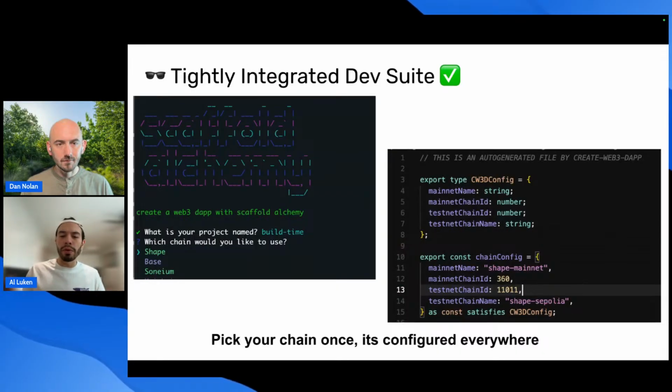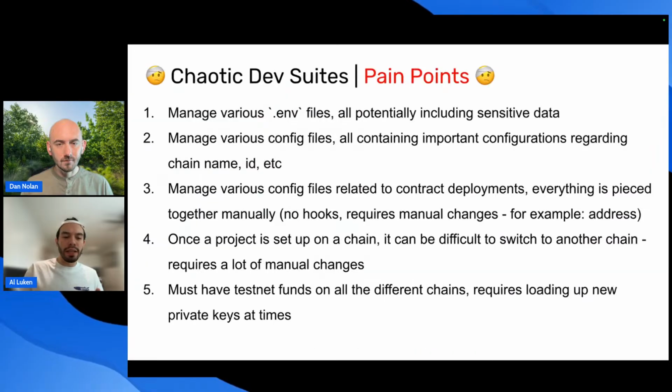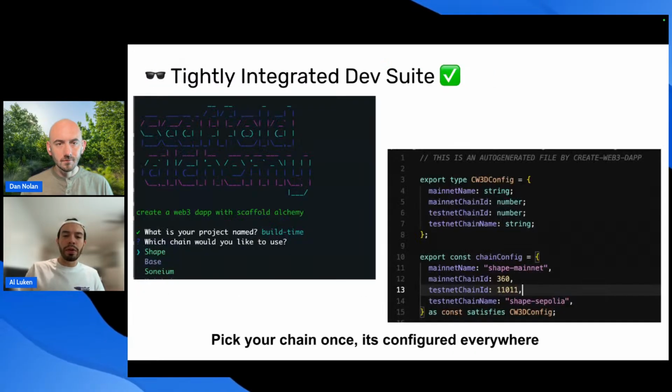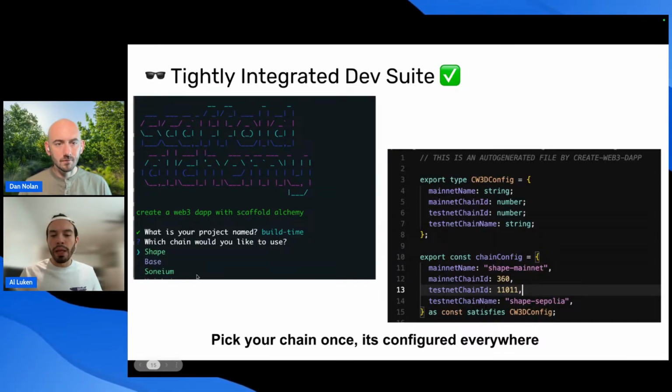One thing I did want to say, it'll come up a little later, but to address point number 4 about difficulty switching chains, Scaffold Alchemy makes that easy. If you are very ahead in development on Base, you can very easily, I think currently the command is just to run npx create web3 dApp at latest again in the command line, and it'll show you a "which chain would you like to use" menu. And you can switch to, let's say, Sonium, and all your app config will immediately change to Sonium. And then you just hit yarn deploy, and your app is off to the races on a new chain.